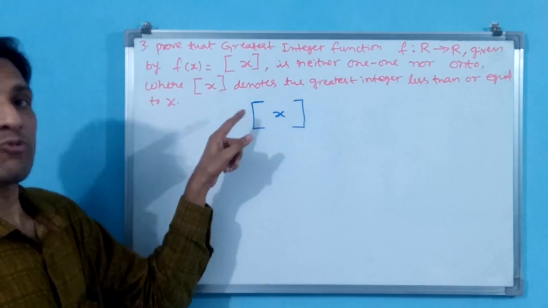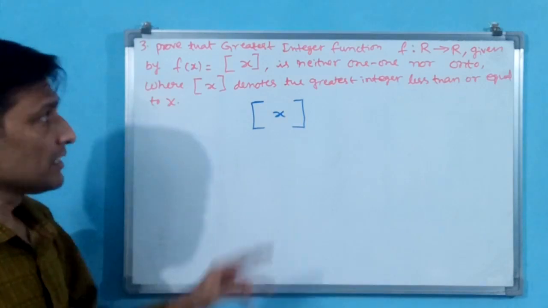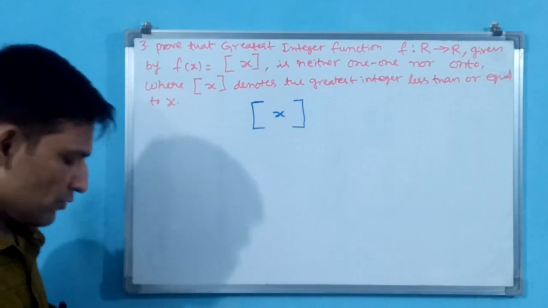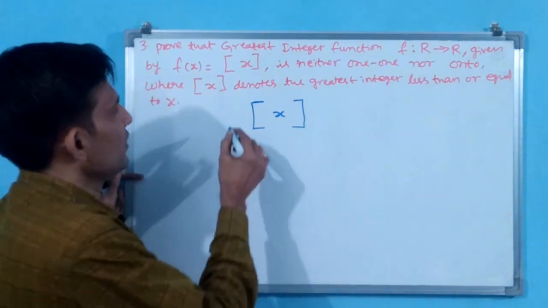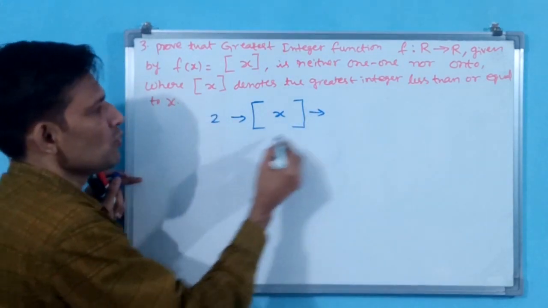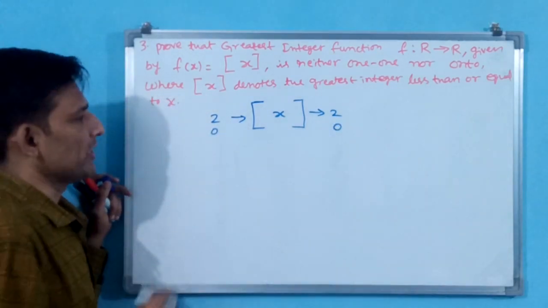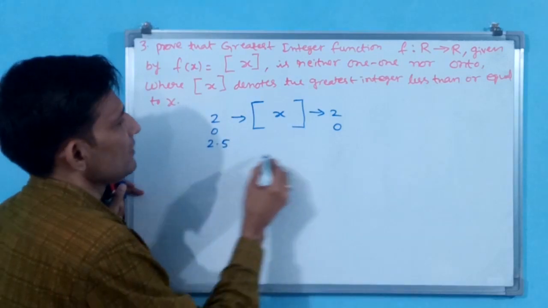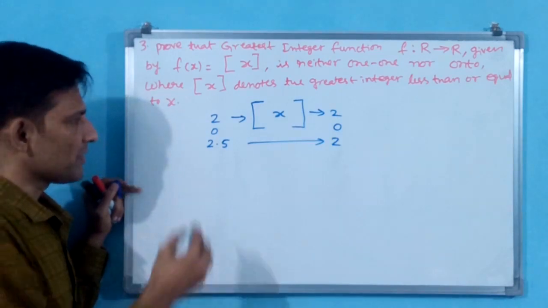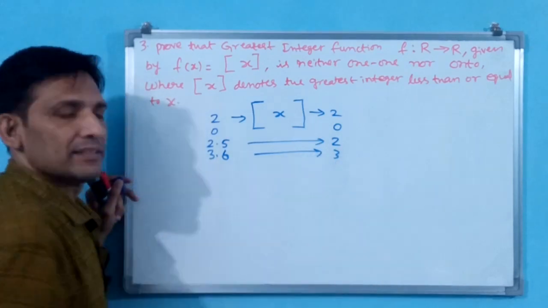Why? Because we have already studied this in class 11. 2 times he need not write, but he has written. Okay, that is okay. The greatest integer function symbol is like this. What is this function? Now you see. If you give input 2, 2 will come; 0, 0 will come. But if you give 2.5, then 2 only will come. And if you give 3.5, 3.6, it comes only 3.